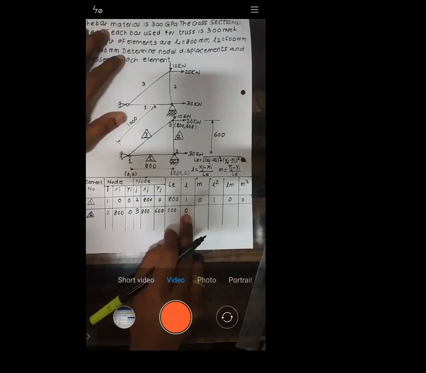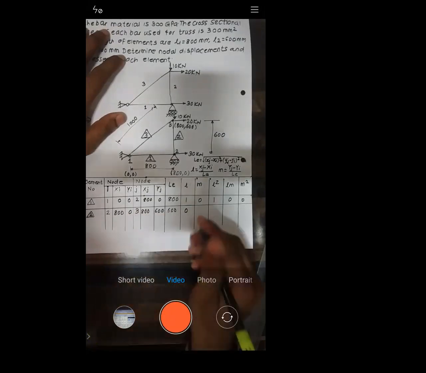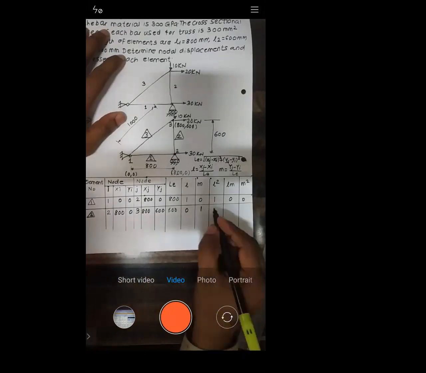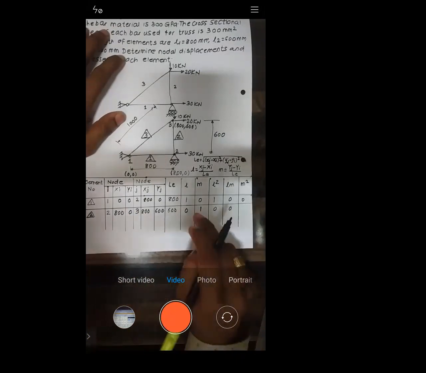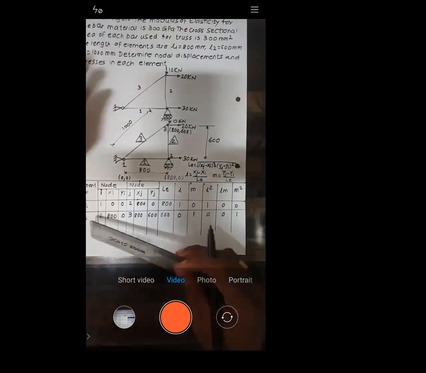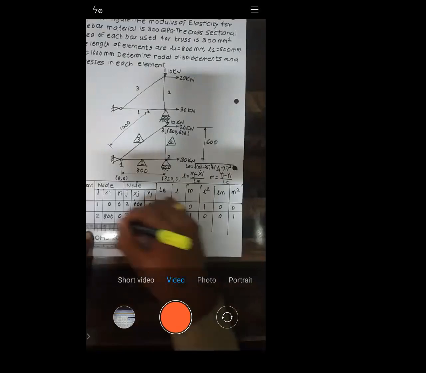M. What is M? Yj minus yi, that is 600 minus 0 upon 600. So it will come 1. Right? Then L square, 0 square is 0. LM, that is 0 into 1 is 0. Then M square, 1 square is 1. Is it okay? Next, do it for element number 3.